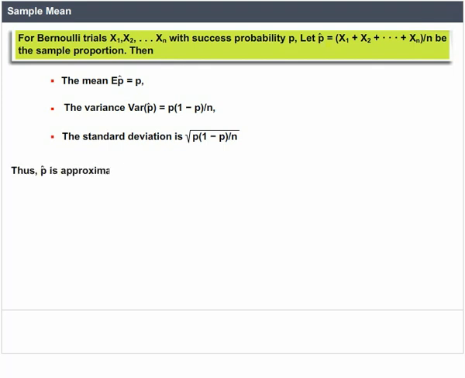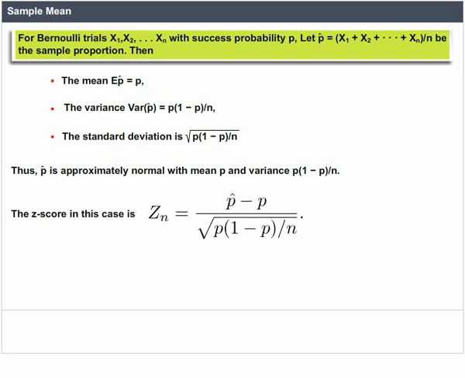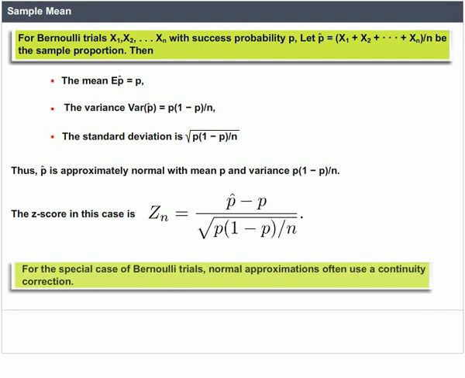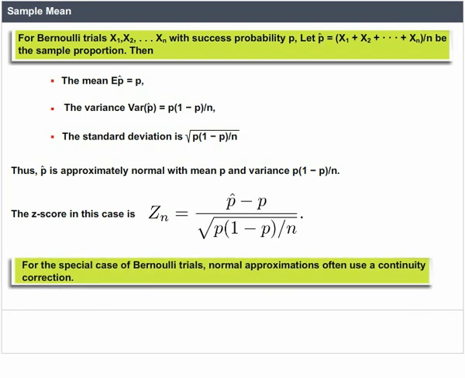Thus, P hat is approximately normal with mean P and variance P times 1 minus P divided by n. The z-score in this case is Zn equal to P hat minus P divided by square root of P times 1 minus P divided by n. For the special case of Bernoulli trials, normal approximations often use a continuity correction.